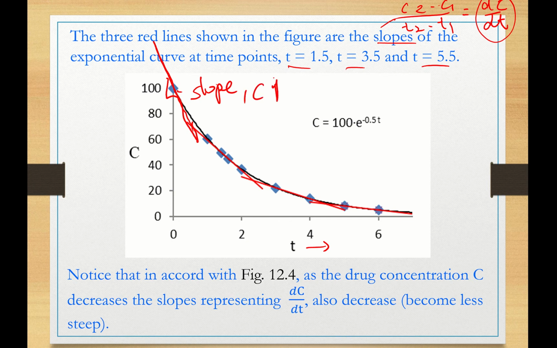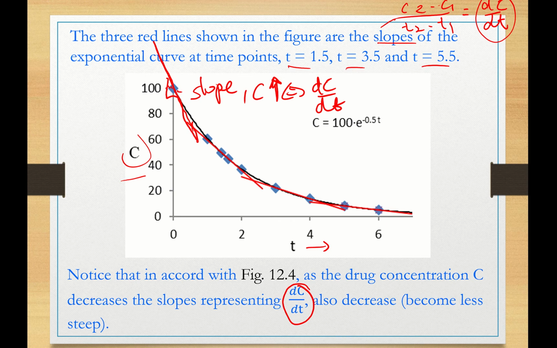when the concentration is high, and therefore dC/dt is high. Now notice that the concentration decreases, right? So as the concentration decreases, the slope becomes less steep, because the slopes are representing dC/dt. And dC/dt is proportional to C. So when C becomes very, very low, dC/dt also becomes very, very low.